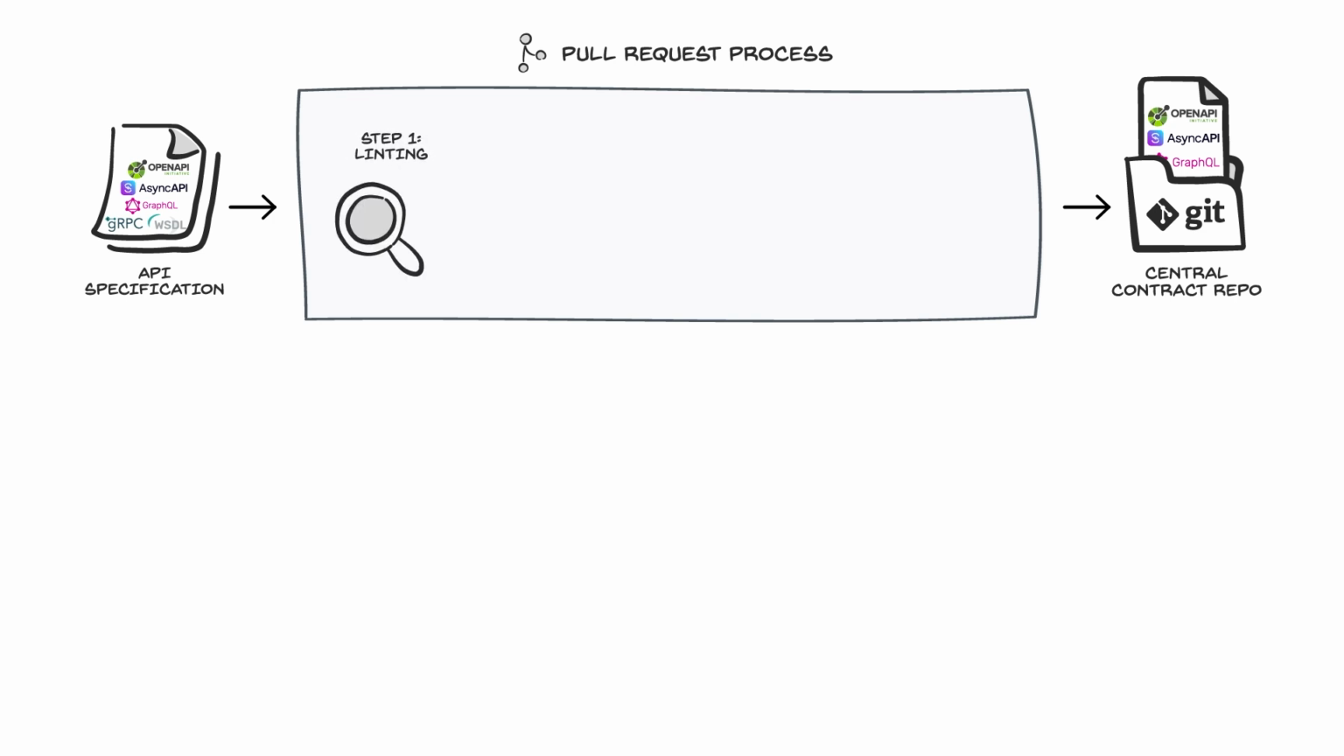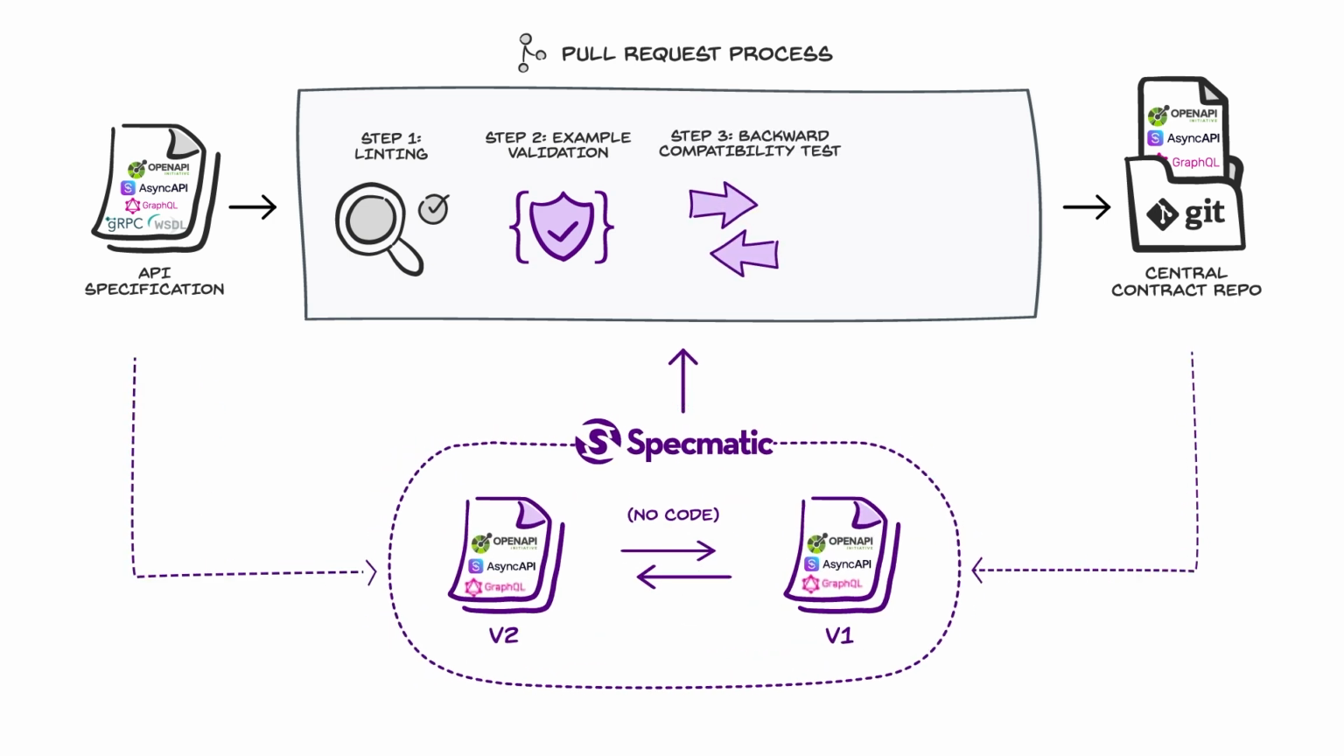Step 1. Linting to make sure the spec follows the organization's standards. Step 2. Example validation, so your test data is correct and meaningful. Step 3. Backward compatibility checks to avoid accidentally breaking the consumers of the API. Step 4. Review and merge. This keeps your API contracts clean, consistent, and always up to date.